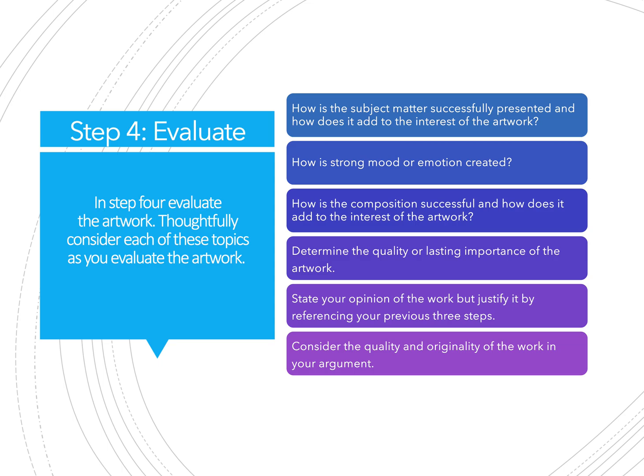Step 4 asks you to evaluate the artwork. So essentially judging it. Consider the following things. How is the subject matter successfully presented, and how does it add to the interest of the artwork? How is strong mood or emotion created? How is the composition successful, and how does it add interest to the artwork? Determine the quality or lasting importance of the artwork. State your opinion of the work, but justify it by referencing the 3 previous steps. Consider the quality and the originality of the artwork in your argument.